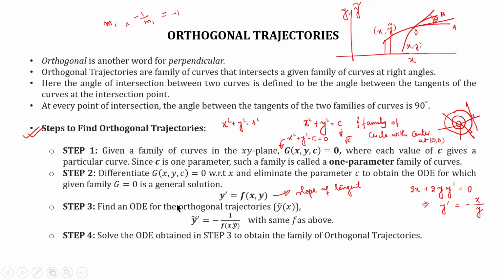Now we have found this differential equation of the orthogonal trajectories. Mind you, this was the differential equation for the original family of curves. This is the ODE which, when solved, gives us the general solution, this one. So now from the ODE of the original family of curves, we have found the ODE of the orthogonal trajectories. Now we can solve this ODE to find the equation of the family of orthogonal trajectories.